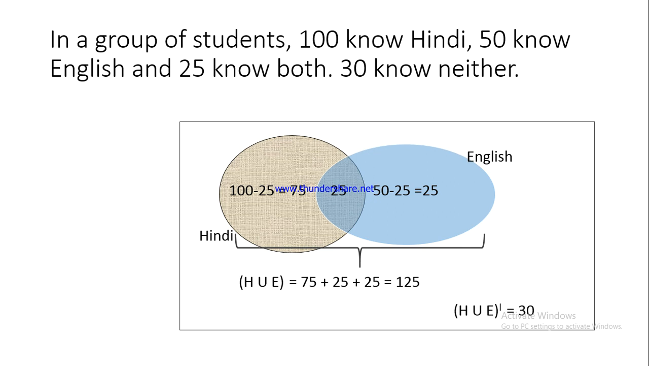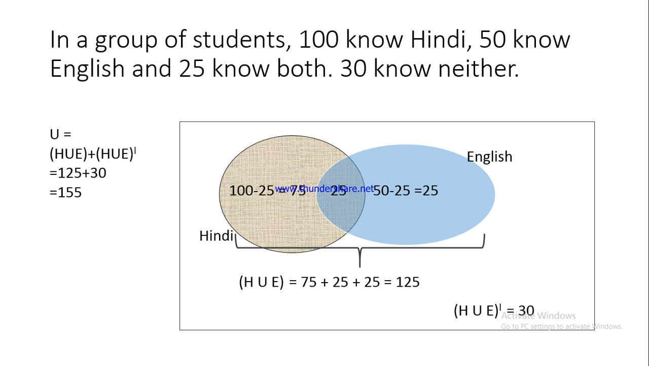And this total would be called the universal set, right? What is the value of the area covered by this rectangular box? This should be equal to the area covered by the overlapping circles plus the area outside the overlapping circles. So area covered by overlapping circle is 125, and the area outside the overlapping circles is 30. And so you can add them both up and the answer will be 155.